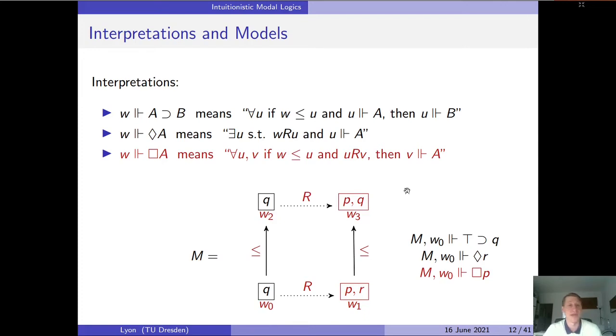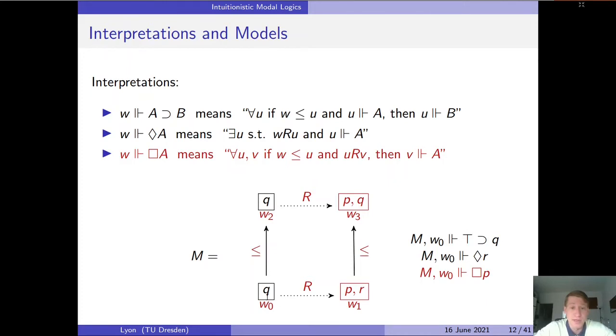Last, we have the box modality, which is much stronger than in the classical setting. It makes use of both an intuitionistic relation and a modal relation. Box A holds at W if and only if, whenever W sees a point intuitionistically, and that sees a point modally, A holds there. So essentially what it's telling you is that if you can make an intuitionistic move in your model and then a modal move, and A holds there, no matter how you move intuitionistically and then modally, then you know that A is necessarily true.